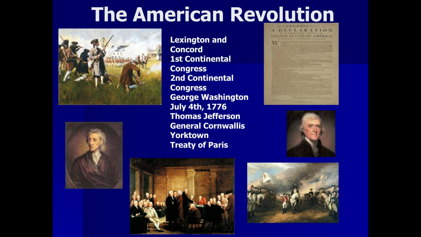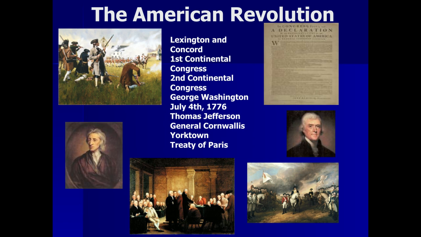On July 4th, 1776, the Second Continental Congress is going to approve a Declaration of Independence, which is a breakup letter to Great Britain saying, hey, we're not going to put up with you anymore. The Declaration of Independence was written by Thomas Jefferson, which you see pictured here. And the American Revolution is going to continue on from 1775 to 1781.